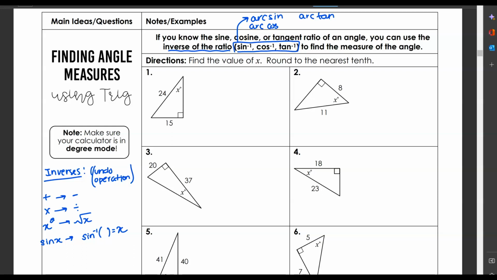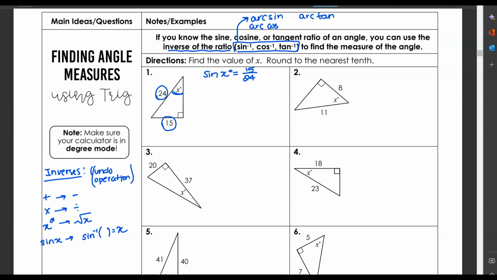So let's take a look at this first one. Let's find the value of x, round to the nearest tenth. What I have available is the 15 and the 24. So which one of my trig functions would make the most sense to use here? I hope you're thinking sine, because I know that sine of x degrees is going to be equal to 15, the opposite, over the hypotenuse 24. Because I don't know what x is, I would be using x equals sine inverse.